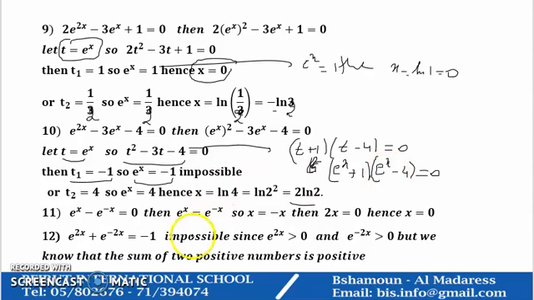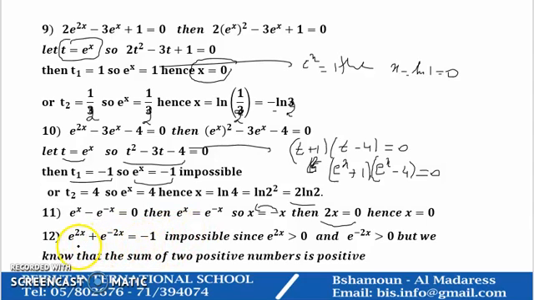Now, what about this equation? I have e^x minus e^(-x) equals 0. I can write it e^x equals e^(-x). Then I can deduce that x equals minus x. So I take minus x to the second side. This becomes 2x equals 0, then x equals 0.